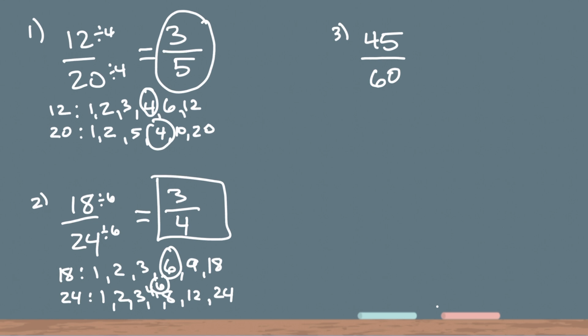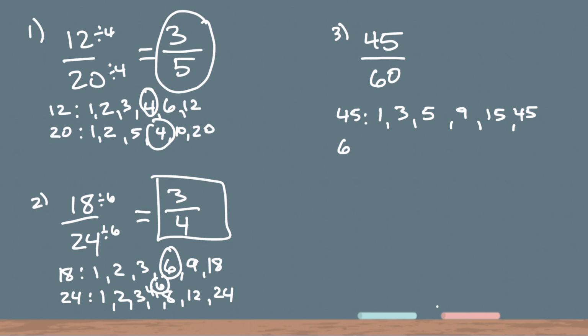Now let's move on to our third problem, which is 45 over 60. Again, we're going to write out our factors of 45 first. We always start with 1. So 1 times 45, I'm going to write it here, is 45. 3 times 15 is 45. Then we have 5 times 9 is 45. So here are the factors of 45.